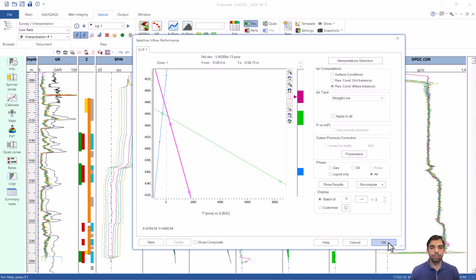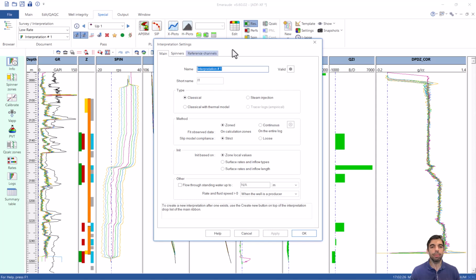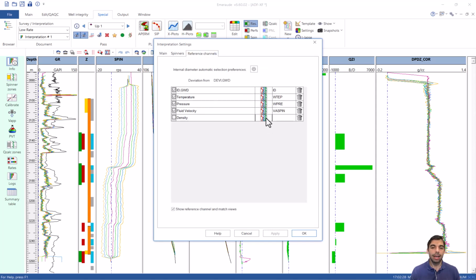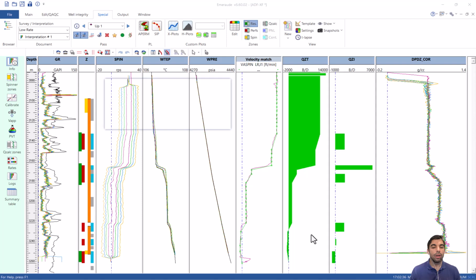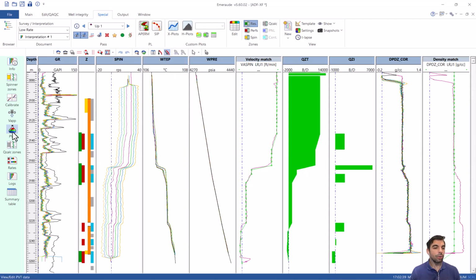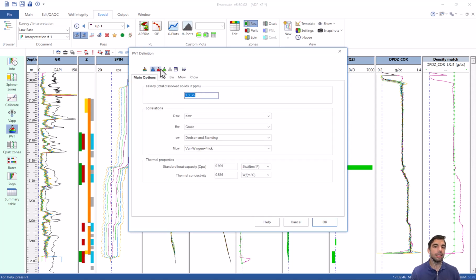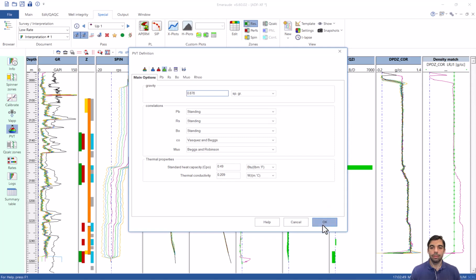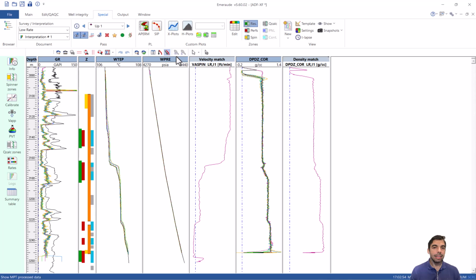So let's click OK. To do an interpretation with recirculation, we need to come here to the information reference channels and add a fluid identification tool. In this case, the only one we have is the pseudo density. Okay, so I'm adding this one. Also, water recirculation requires activating the water from the PVT and make sure that you're using the correct salinity. Okay. And that's it. So let's have a look now.